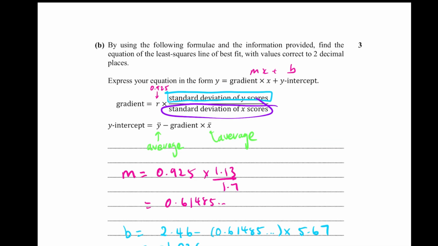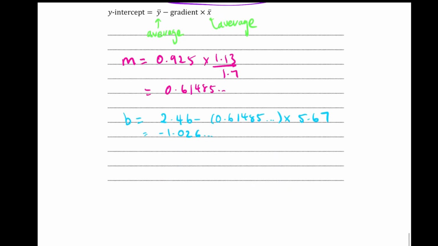How does it want it? It wants the values correct to 2 decimal places. So therefore, y is equal to 0.61x minus 1.03. Oh, that's it, minus 1.03.